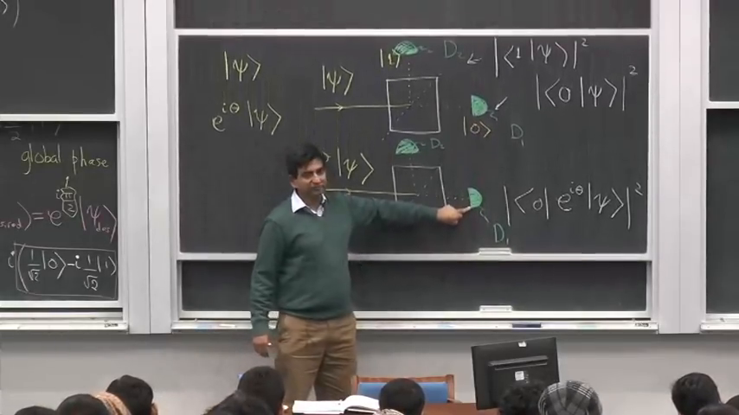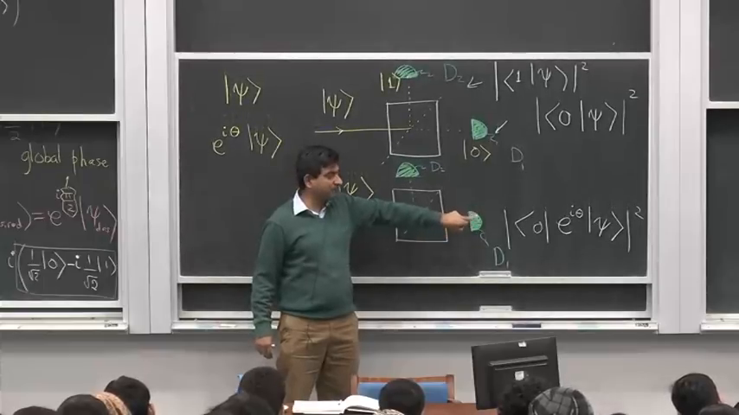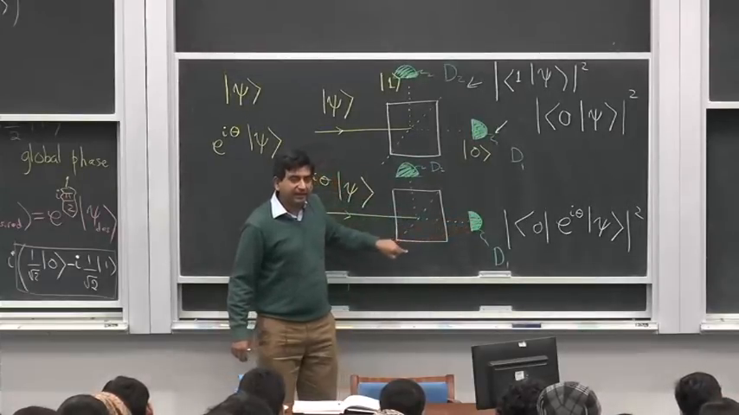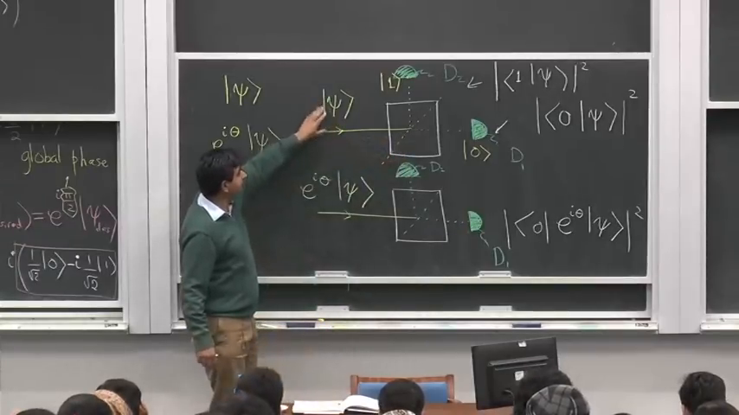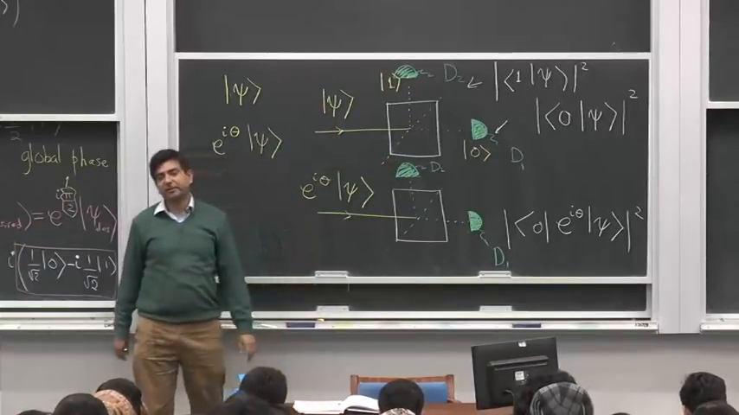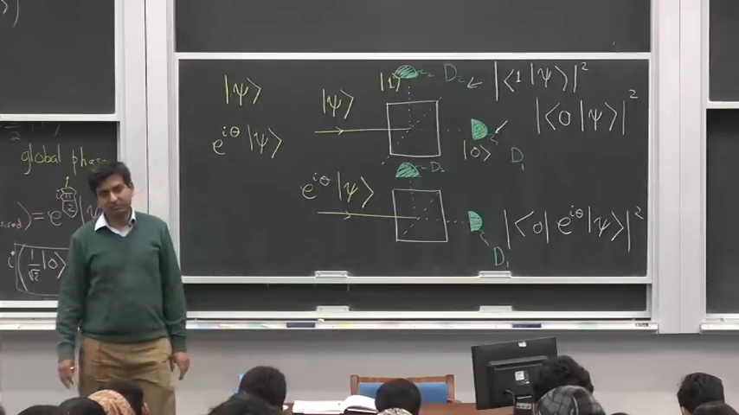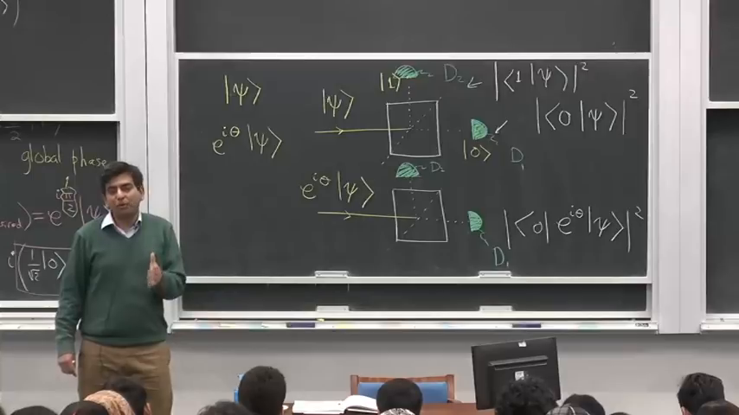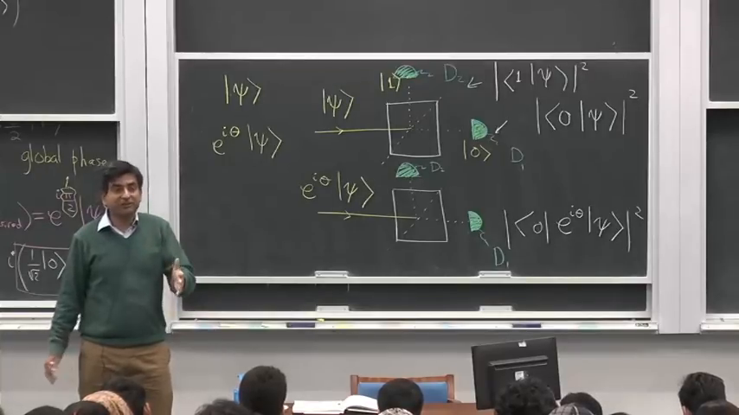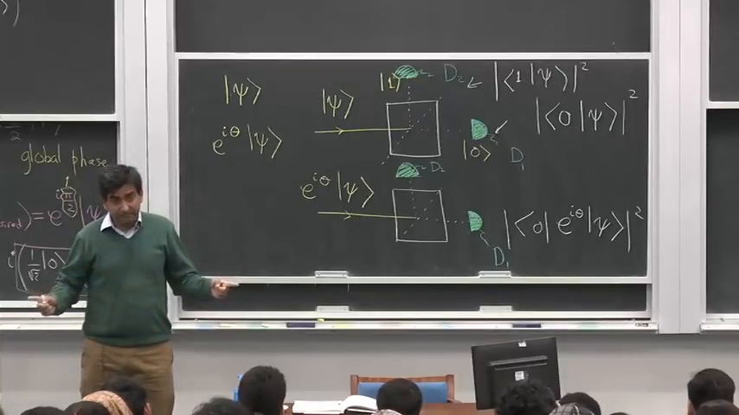The measurement outcome probabilities are the same in this experiment as they are in this experiment. So if I change an input state with the global phase factor, it's inconsequential. It does not show up in my measurement outcomes. So global phases, in 99% of the cases, they don't matter.